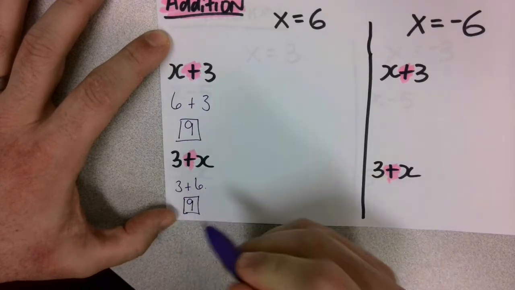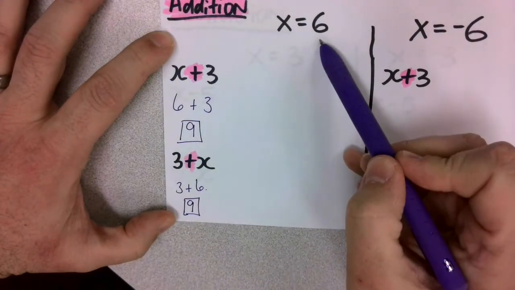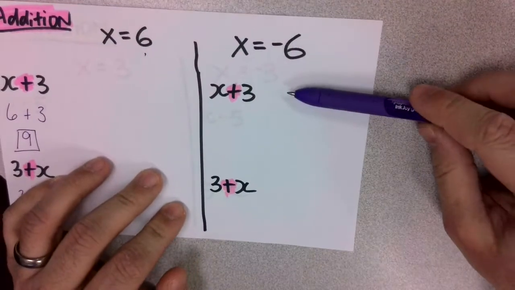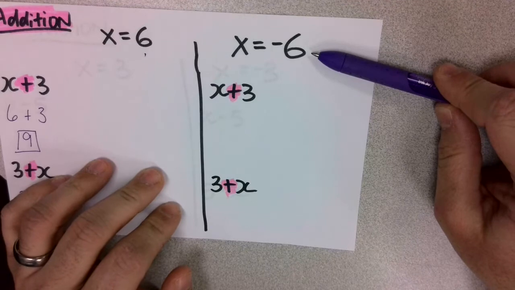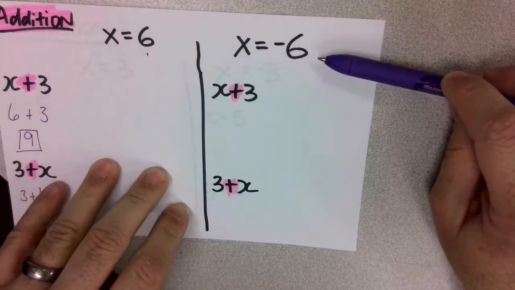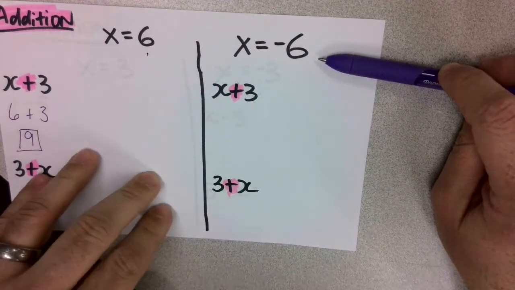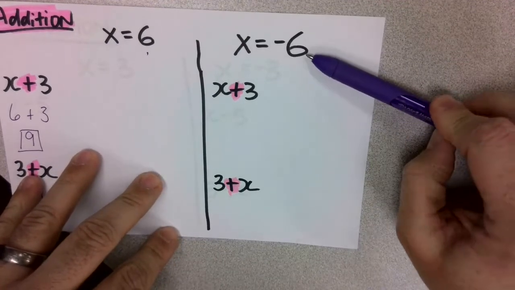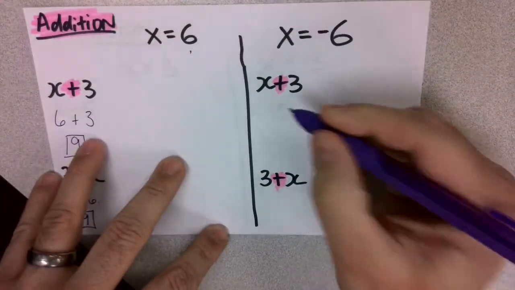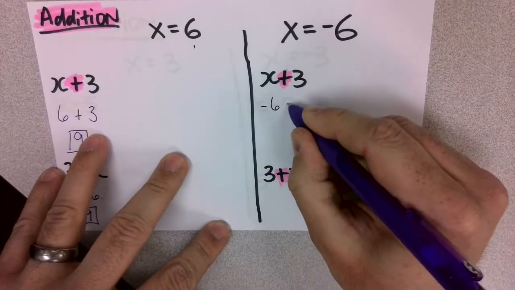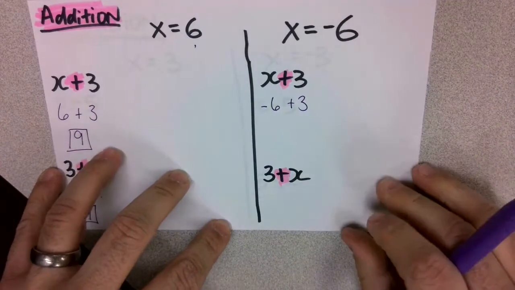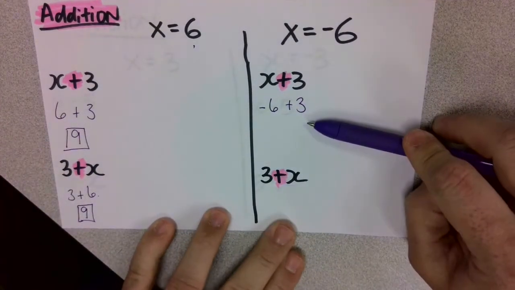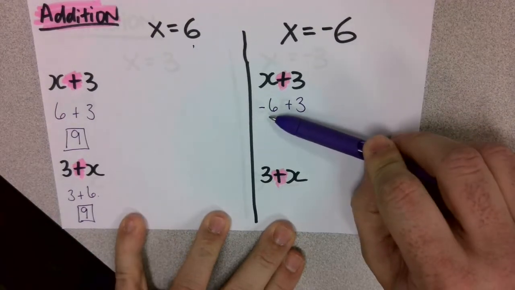These ones were fairly simple because we had x equal to a positive number. However, what if I had x equal to a negative number? This is where we need to start remembering our adding and subtracting integer rules. Let's start by substituting our value in for the x. In this case, I would have minus 6 plus 3. Here we have to remember what happens when I add a positive number to a negative number.